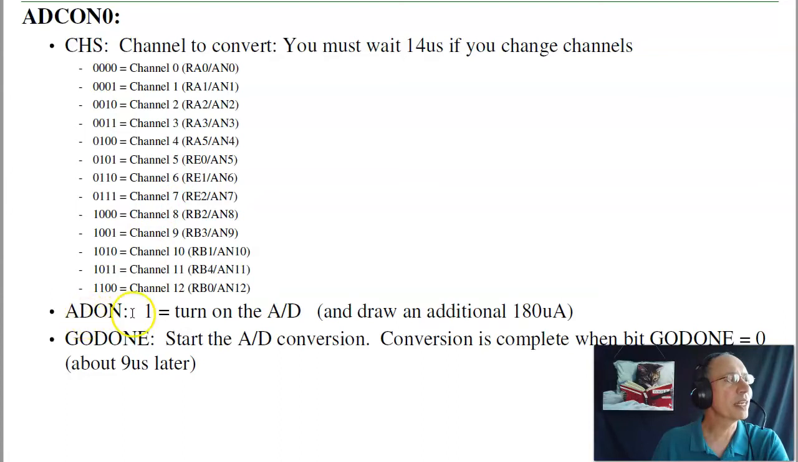ADCON1 also has AD on. What this does is turn on the A2D converter. The reason Microchip does that is it takes about 180 microamps to power up that part of the circuitry. If you're not using it, you can turn it off. On battery-operated devices, current is life. The more current I use, the quicker I wear out the battery. So if I'm not going to use the analog converter, save the 180 microamps. Turn off the A2D. In addition, there's this GO/DONE bit. When I set it, that starts the conversion. When it gets cleared, that signals the conversion is done. It's about 9 microseconds later.